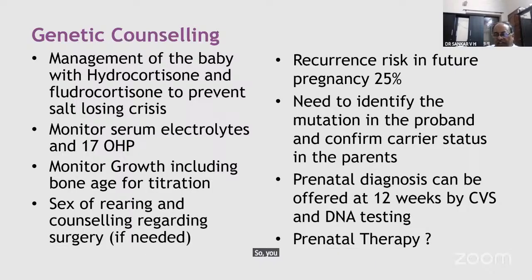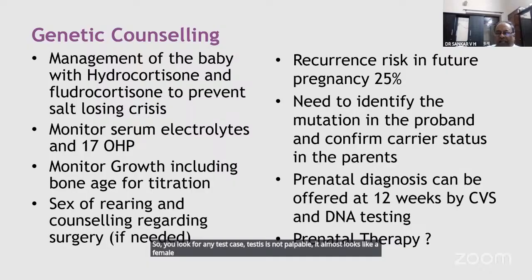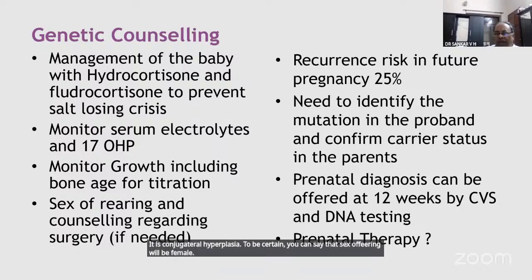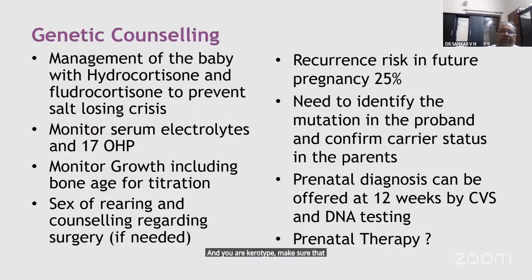So you look for any testis. Testis is not palpable. It almost looks like a female with a mild clitoromegaly. It is congenital adrenal hyperplasia. To be certain, you can say that the sex of rearing will be female, and do a karyotype. Make sure that it is XX only. Then monitor serum electrolytes and 17-hydroxyprogesterone. Later, monitor growth, including bone age, for titration.